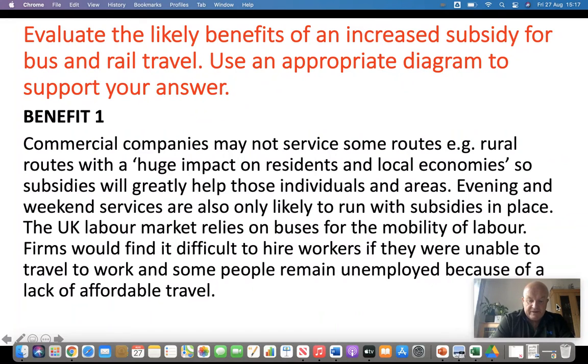So clearly, in this instance, you might find that firms would find it difficult to hire workers if they were unable to travel to work, and so you can then see that that could actually create obviously a socially difficult scenario where we've got lots of people unemployed because of a lack of affordable travel. So that's the first benefit that you could talk about.